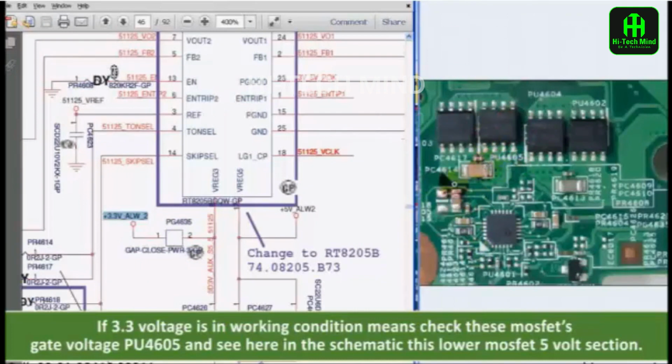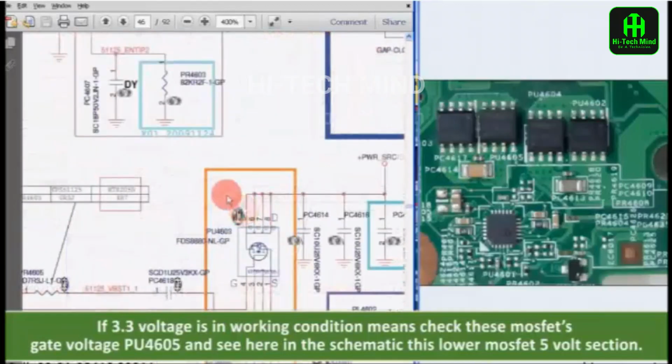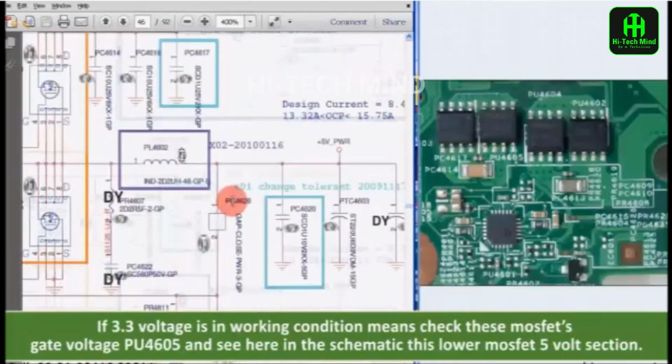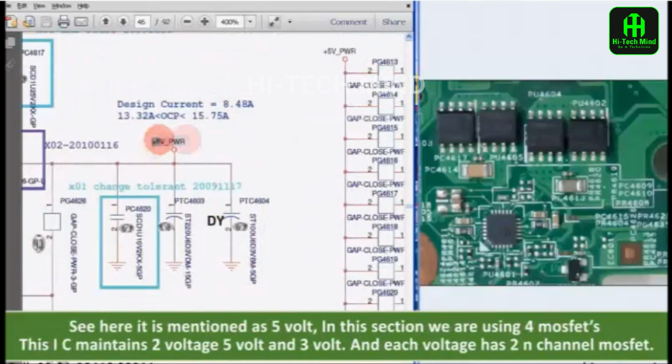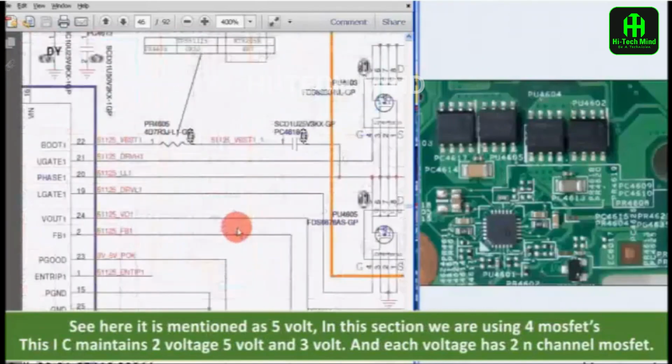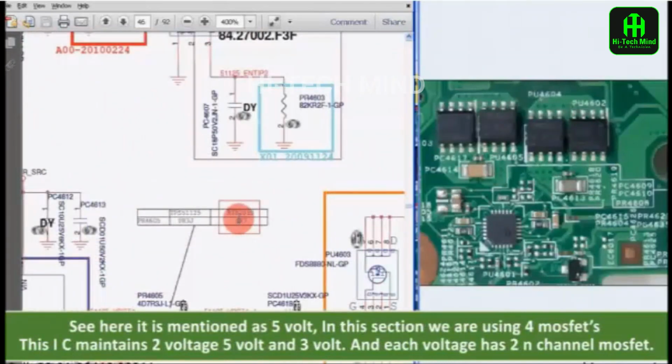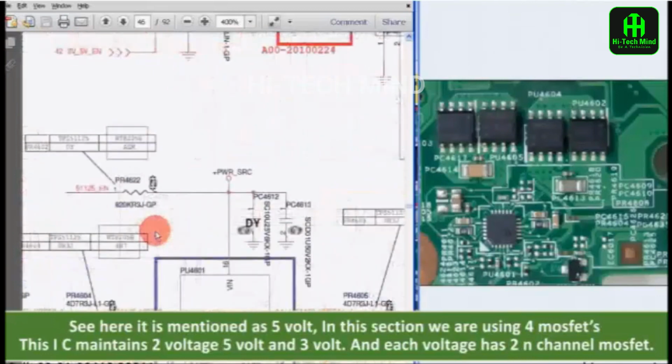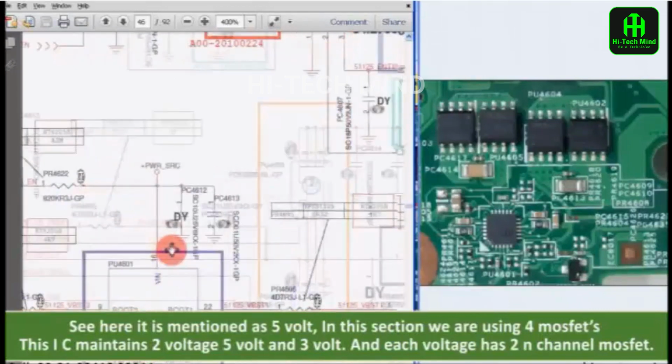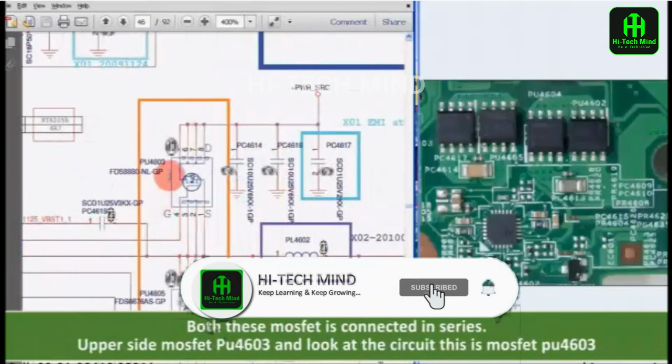PU4605. See here in the schematic, this lower MOSFET is in the 5V section. Here it is mentioned as 5V. In this section we are using 4 MOSFETs. This IC maintains 2 voltages, 5V and 3V, and each voltage has 2 N-channel MOSFETs. Both MOSFETs are connected in series.